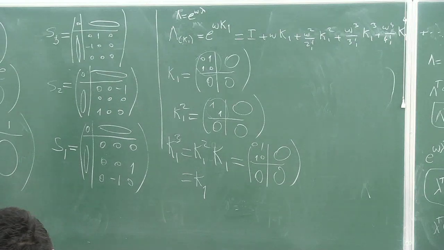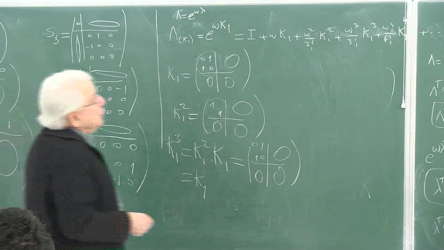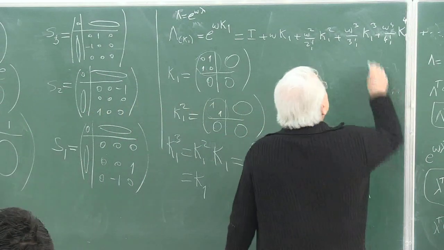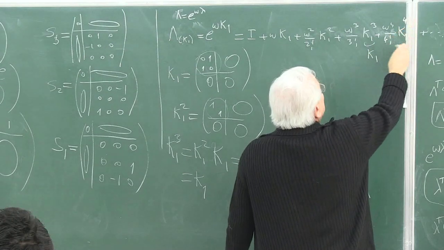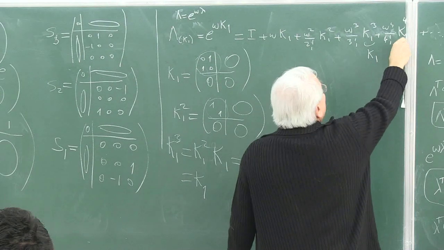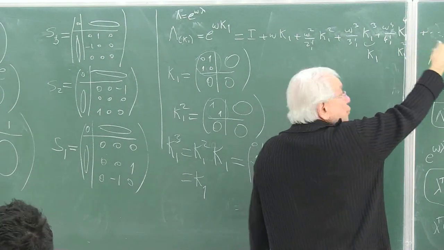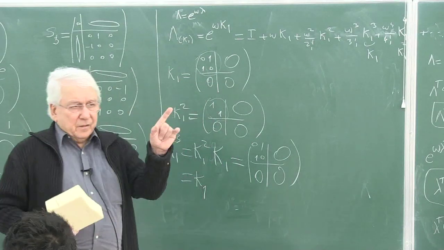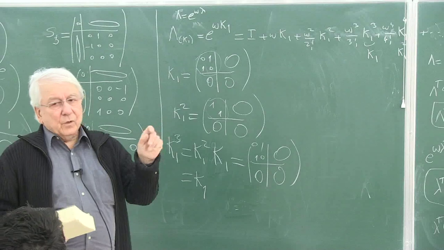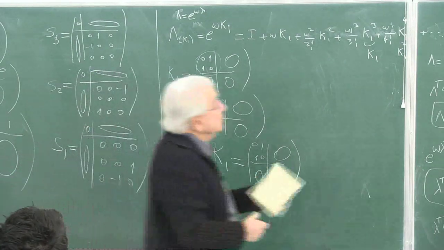You can repeat the same argument for all the other Ks, which is K2 and K3, immediately. You can demonstrate that the cube of it is the same as the K1. If the cube is the same as K1, then K1 to the fourth is K1 squared. And K1 to the fifth is K1 cube, again back to K1. So in this expansion, there are identities, K1s and K1 squareds. Let's write that down.